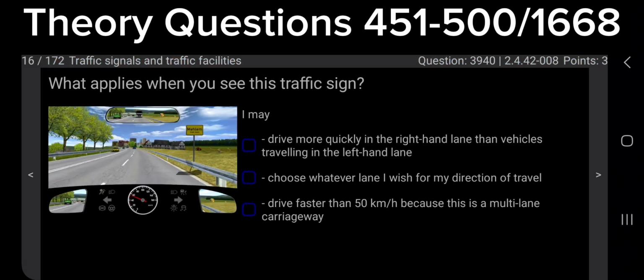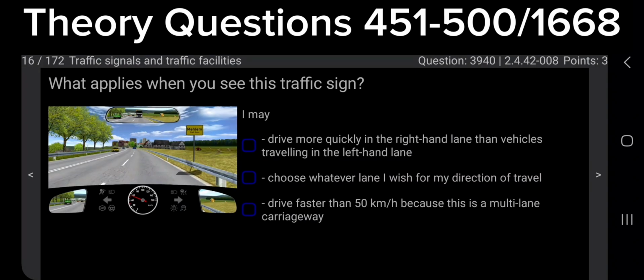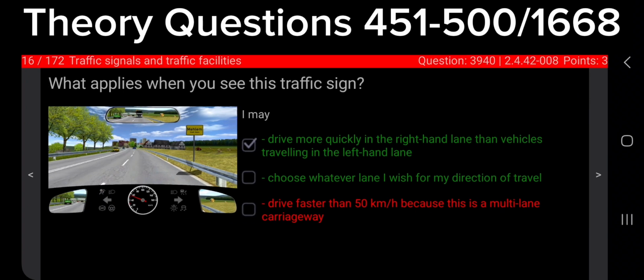What applies when you see this traffic sign? Drive more quickly in the right-hand lane than vehicles traveling in the left-hand lane. Choose whatever lane I wish for my direction of travel. Drive faster than 50 km per hour because this is a multi-lane carriageway.